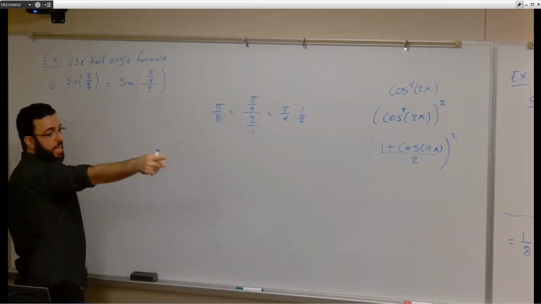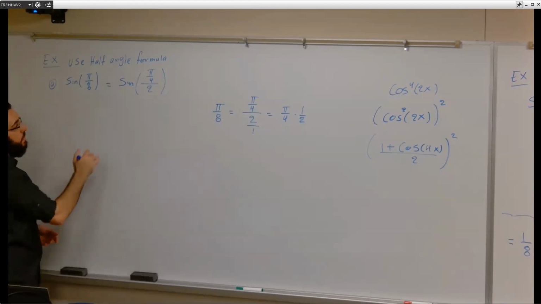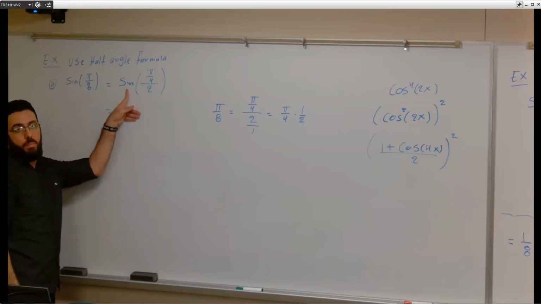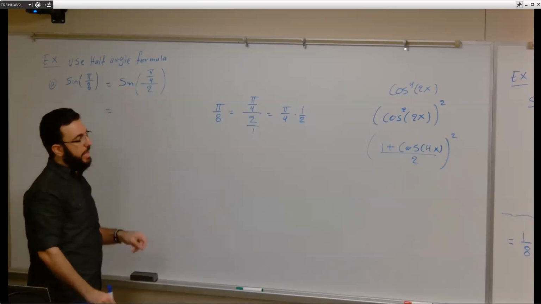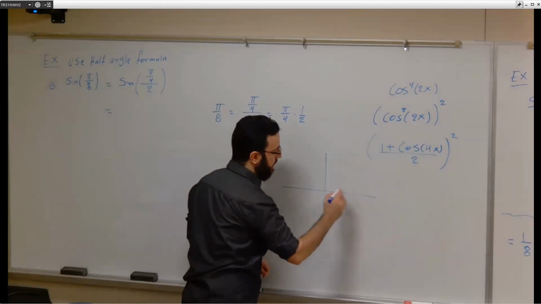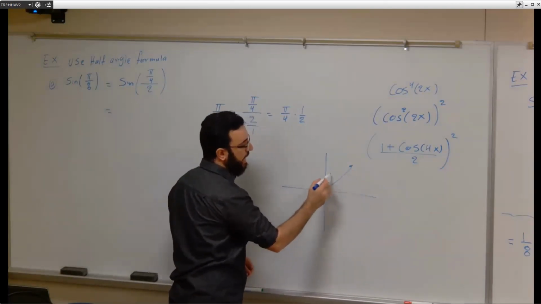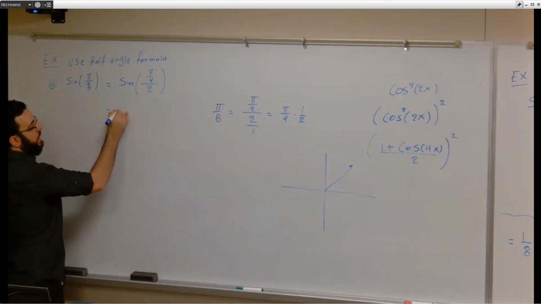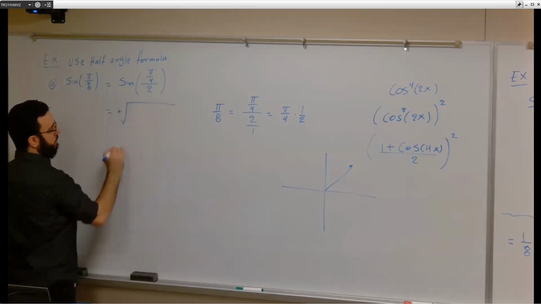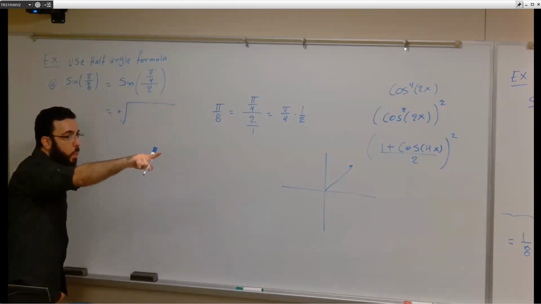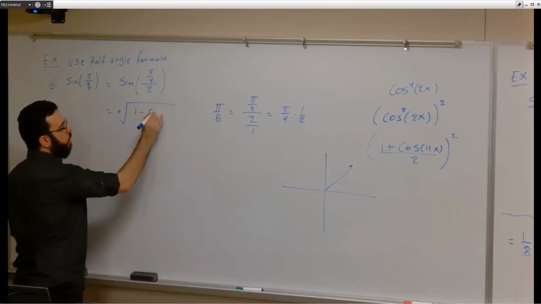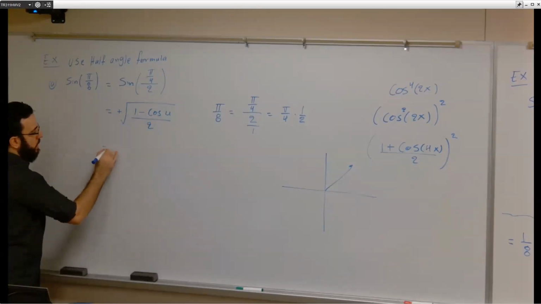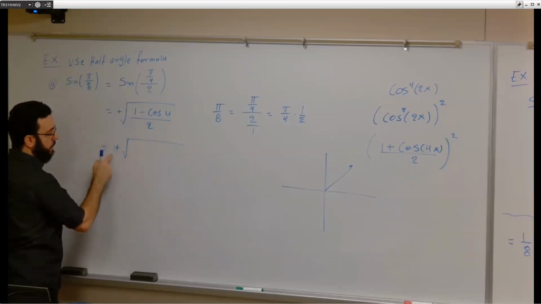Now, can I use the half angle formula? It's the first quadrant. The sine is what? Positive or negative? Positive, because my angle is here. The sine here is positive and the cosine is positive. Now, the result is going to be positive. So the formula says the square root of 1 minus cosine u, divided by 2. Yes or no? So plus square root, that's positive.